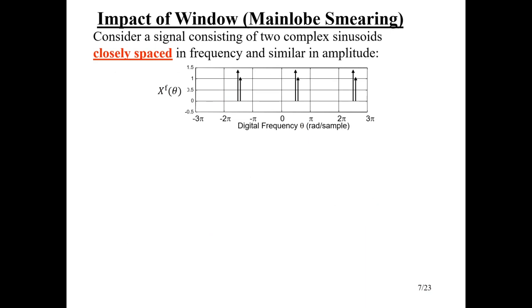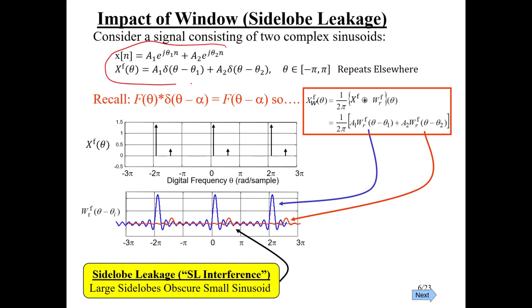Here's another scenario. Now we've got two complex sinusoids, so same setup as this, except now we're picking theta 1 and theta 2 to be closer to each other. Here they were fairly far apart. And we're also picking A1 and A2 to be close to each other, whereas here they were somewhat different from each other.